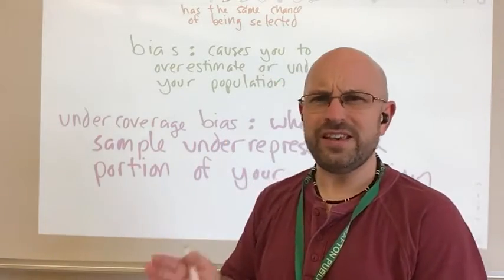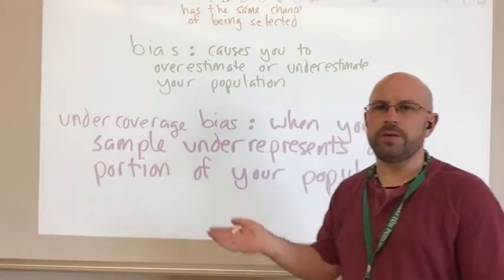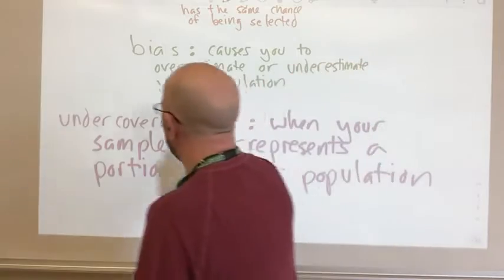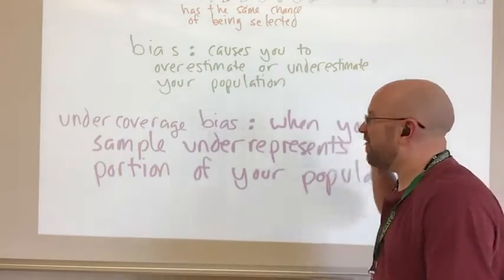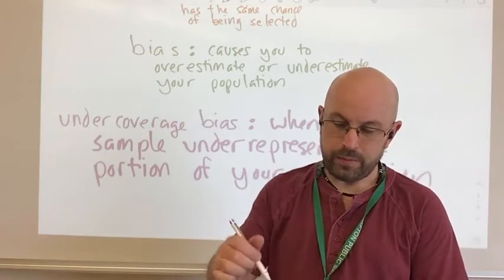So when you're doing a sample, when you're doing a survey, you want to make sure that you're representing your whole population. You want to make sure people aren't getting excluded. When specific groups of your population are getting excluded, that's what's called undercoverage bias, and you want to be careful of that.